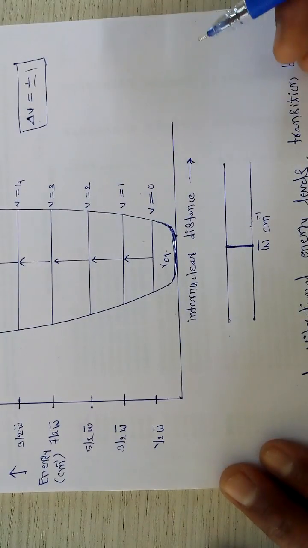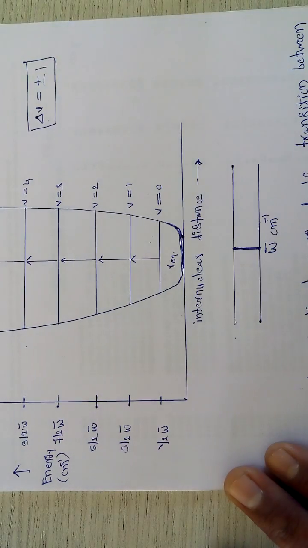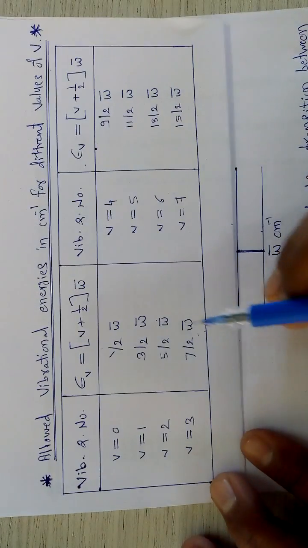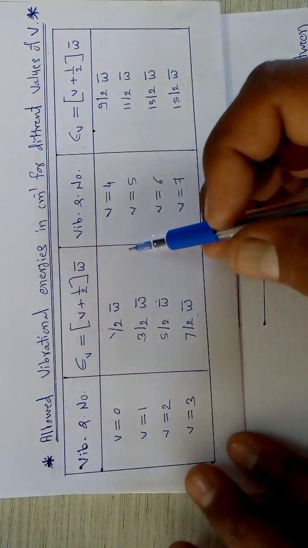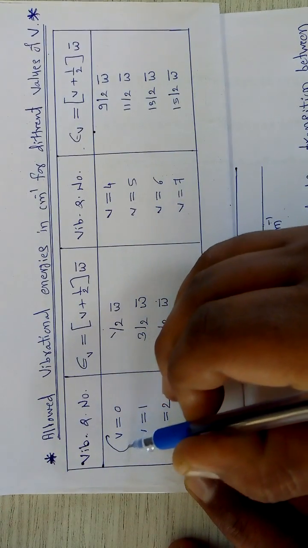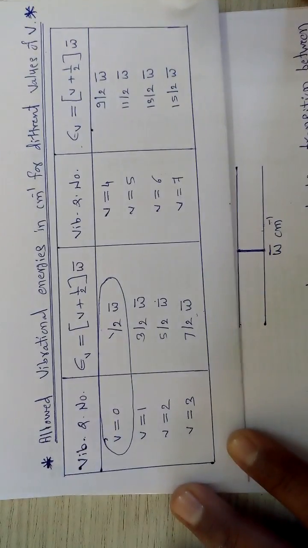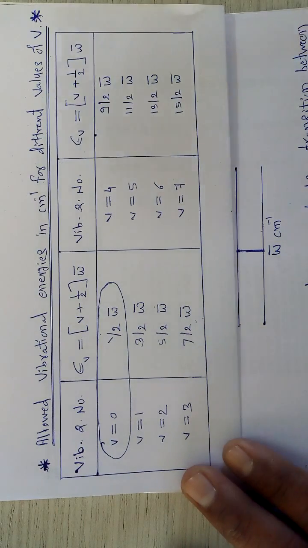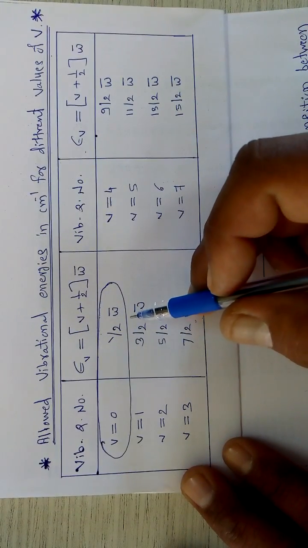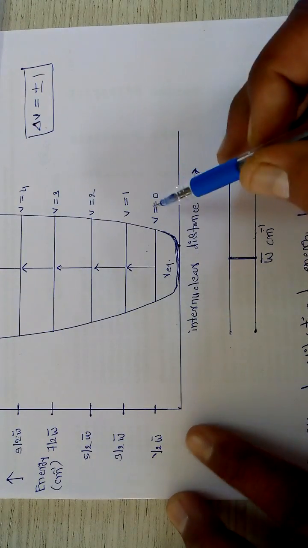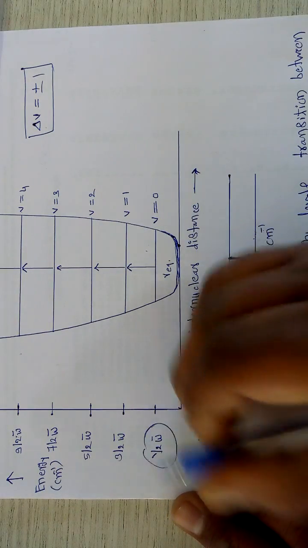Now one thing we have to consider from this figure. First of all, we consider this table. In this table, the different allowed vibrational energies are given. So in this table, what happens? The first value: when the quantum number V is equal to 0, it has the energy of half omega bar. The same thing is there in this figure also. When we consider these allowed vibrational energy levels, when V equal to 0, its energy is half omega bar.